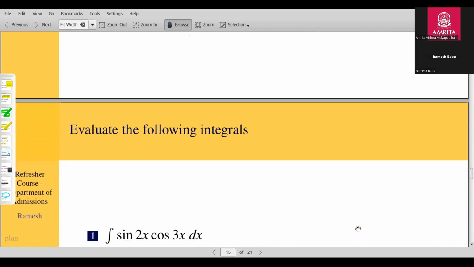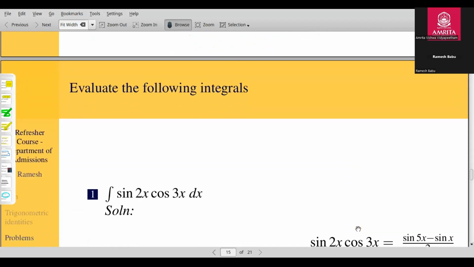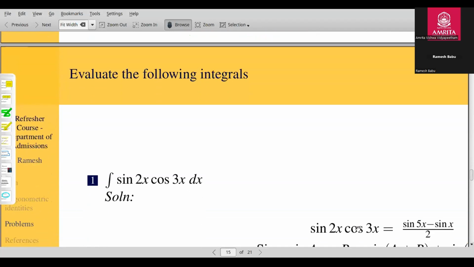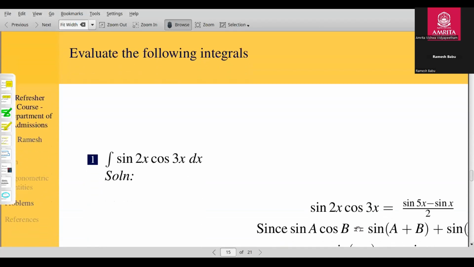I think this problem does not have different powers. It is only one power; both the powers are the same, sin 2x and cos 3x. But these are a product of sine and cosine, so I have to use the product to sum rule. You recall the product to sum rule.